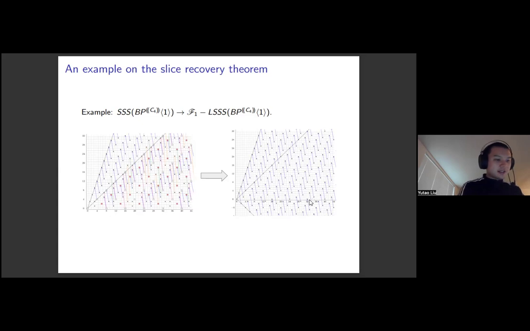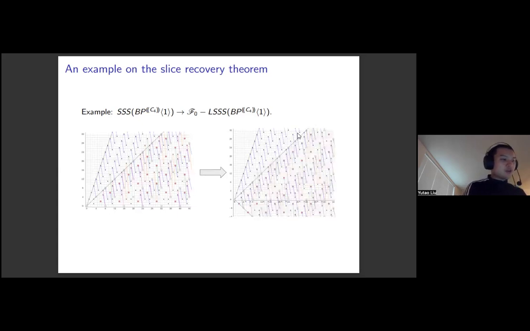And here is another example. If I replace F1 by F0, now the two graphs, the slice versus the localized slice, are isomorphic above a line, above the line with slope 0, which is the horizontal axis. So everything in the first quadrant is the same, but as you can see, the second graph has something more below the horizontal line, which does not appear in the slice spectral sequence.